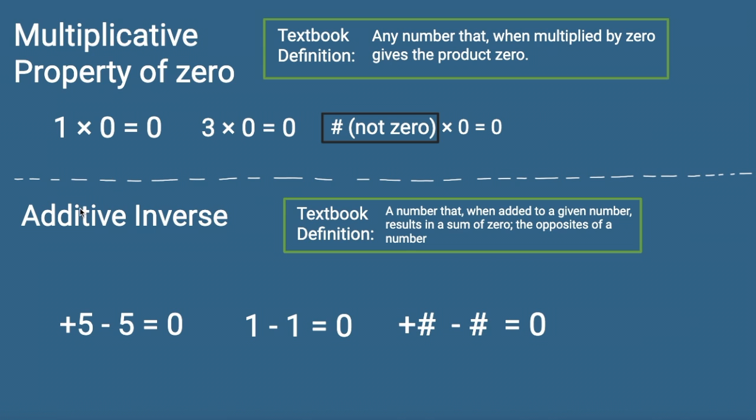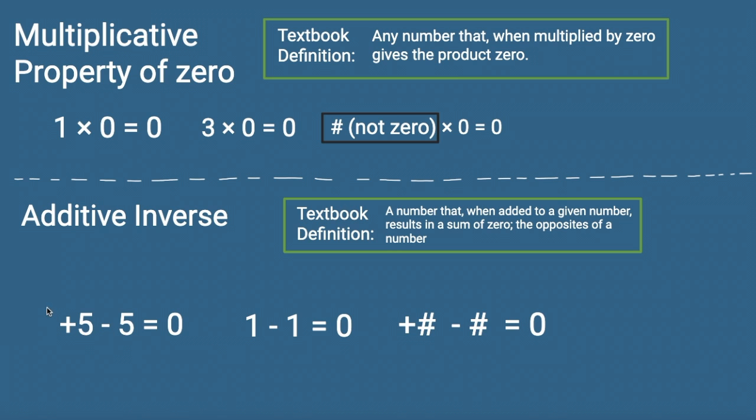Now for the additive inverse. It's pretty easy. The textbook definition is pretty friendly. A number that when added to a given number results in a sum of 0. The opposite of a number. Might be a little bit too difficult actually. But basically a number plus its opposite, so you basically just make it into a negative, or if it's a negative already, you make it into a positive, and you add these two numbers together, it's 0. That might be a little bit difficult to understand, but it's really easy.